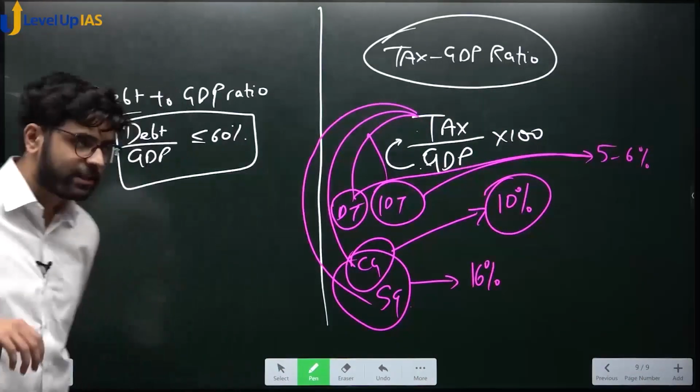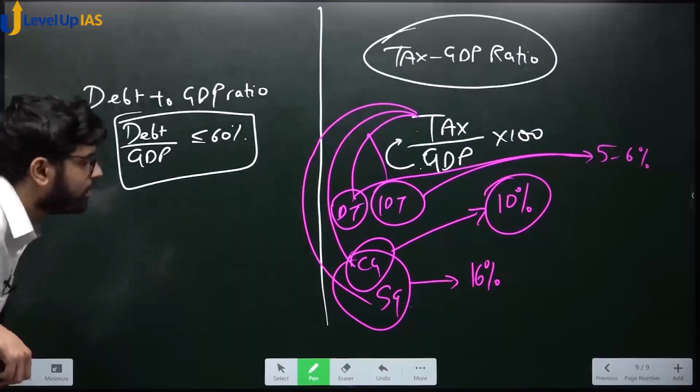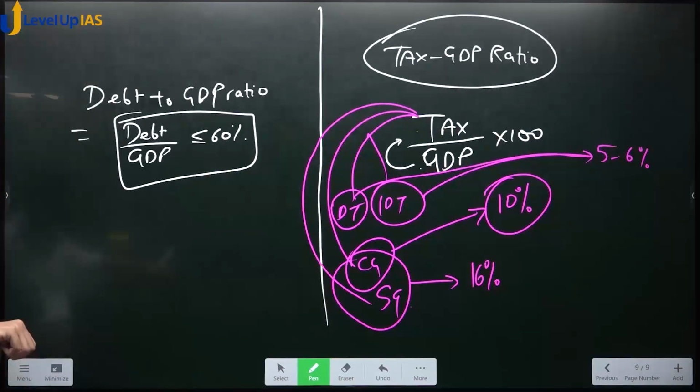Meaning directly, see, we want to increase the tax to GDP ratio, yes or no? Because you want to collect tax, because you want to use it for development, विकास के लिए use करना है. You have to increase the tax to GDP ratio, yes or no? या reduce करना है tax to GDP ratio? You are the government, you want to increase the tax to GDP ratio.